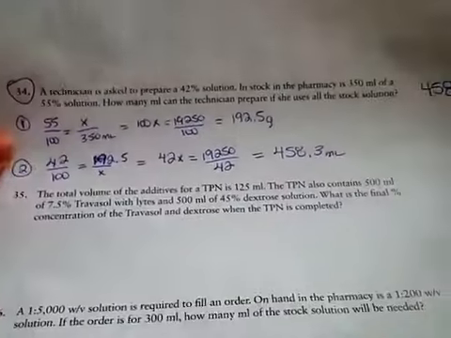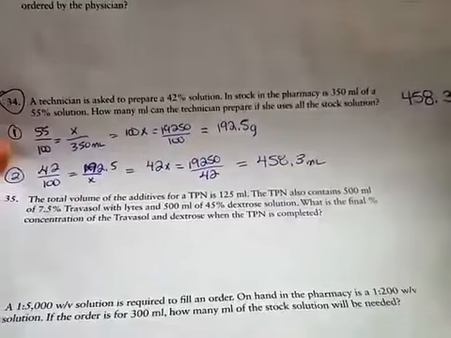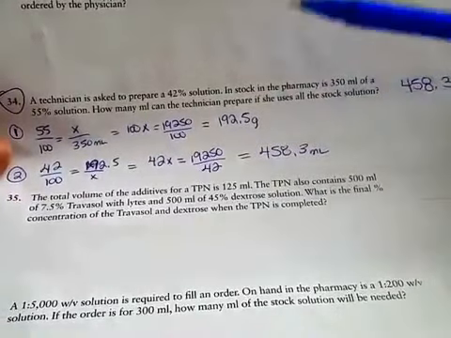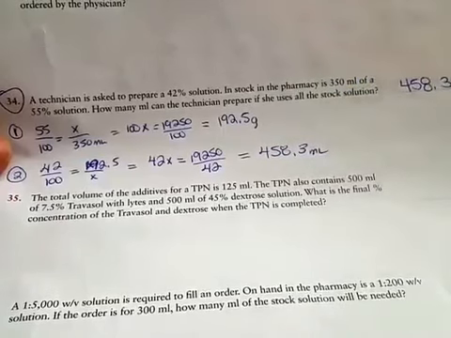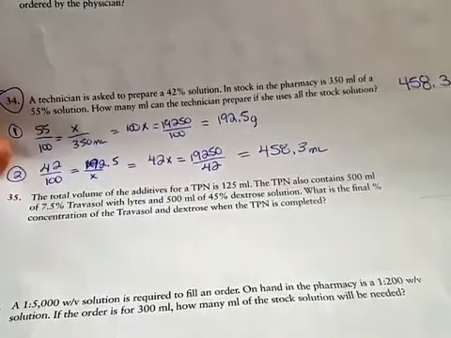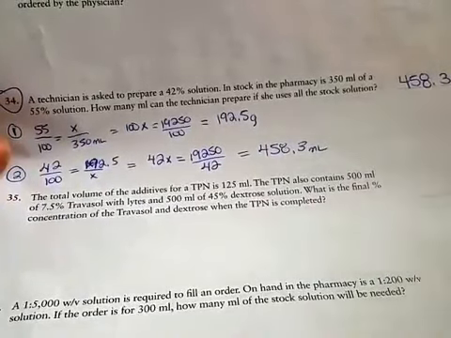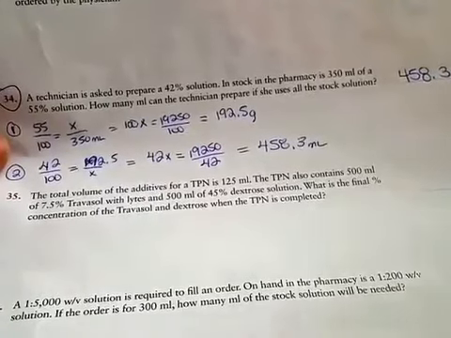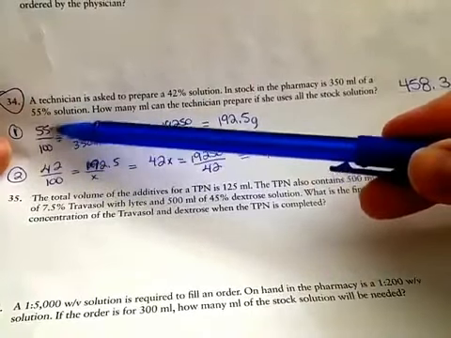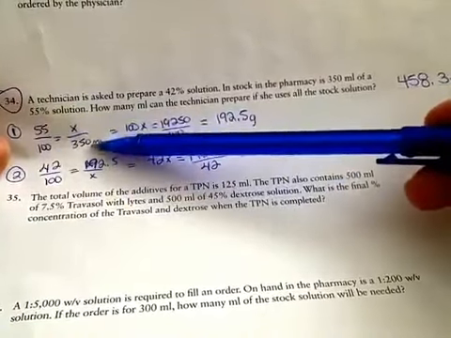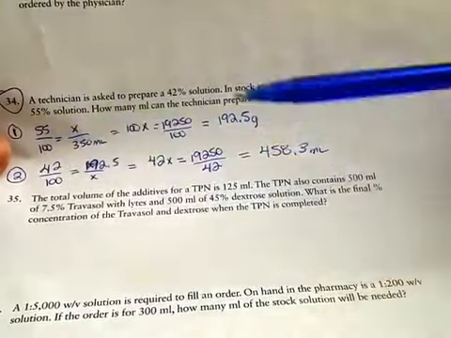Okay. Number 34 states, a technician is asked to prepare a 42% solution. In stock in the pharmacy is 350 ml of a 55% solution. How many ml can the technician prepare if she uses all of the stock solution? Okay, so first off, you have 55%, or basically 55 out of 100 means 55.